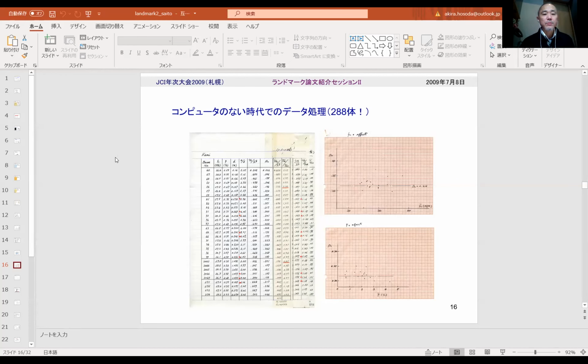So I'll move to the landmark paper, but I also learned a lot, and I also enjoyed ourselves in these landmark activities. We interviewed big professors, and we absorbed their philosophy or way of thinking. We summarized it in each article. That activity was quite nice.